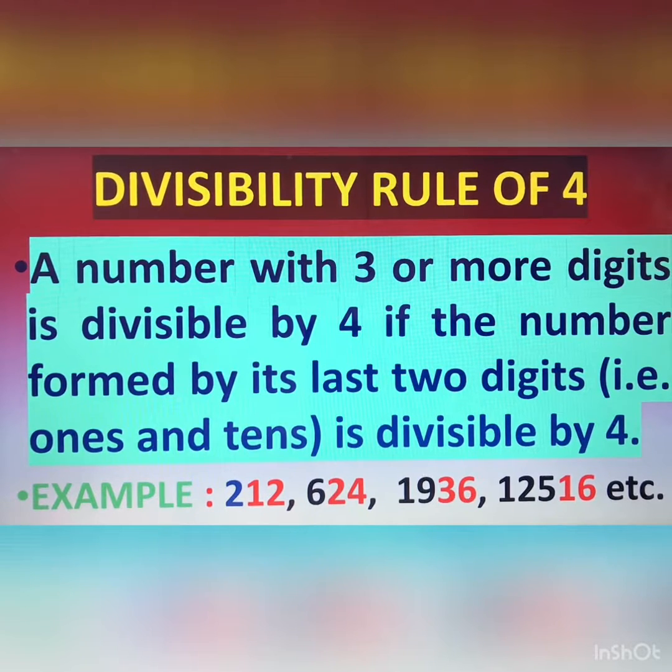1936 is also divisible by 4 because the last two digits, that is 36, is divisible by 4. Similarly, 12,516 is also divisible by 4 because 16 is divisible by 4. So all these numbers are divisible by 4.